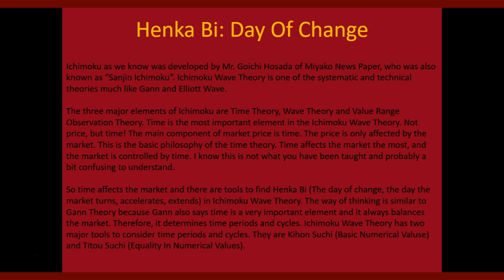Ichimoku wave theory is one of the systematic and technical theories, much like Gann and Elliott wave. The 3 major elements of Ichimoku are time theory, wave theory, and value range observation theory. Time is the most important element in the Ichimoku wave theory, not price, but time. The main component of market price is time. The price is only affected by the market. This is the basic philosophy of the time theory. Time affects the market the most, and the market is controlled by time.